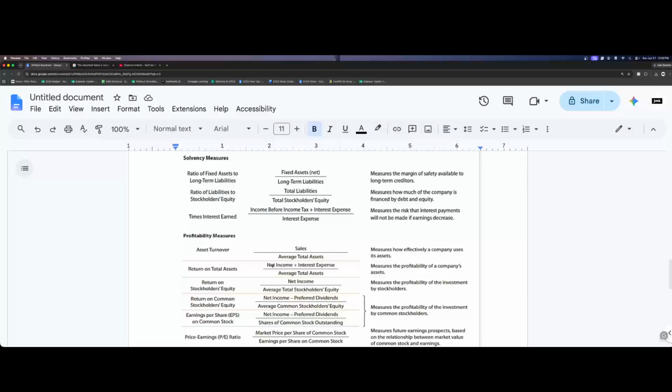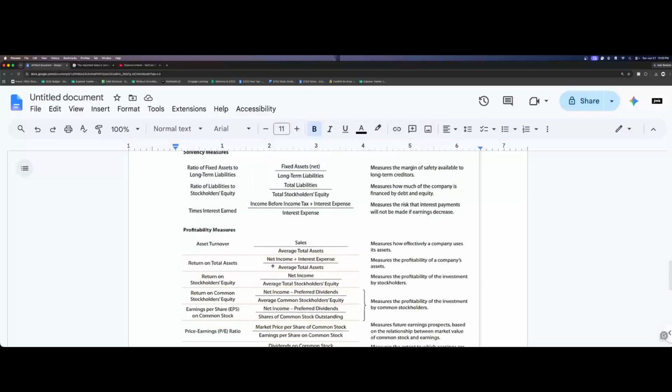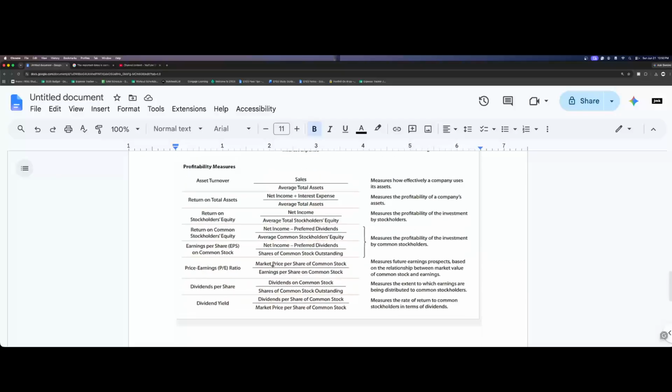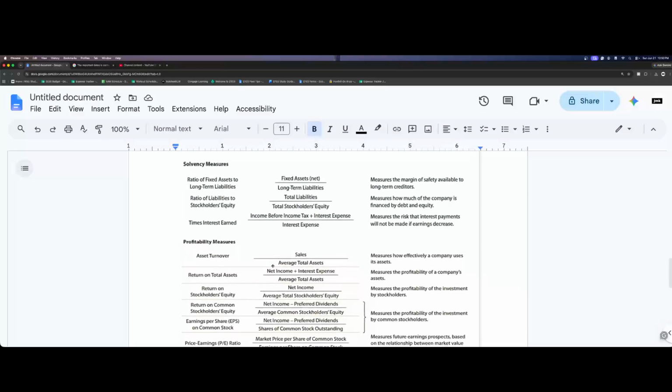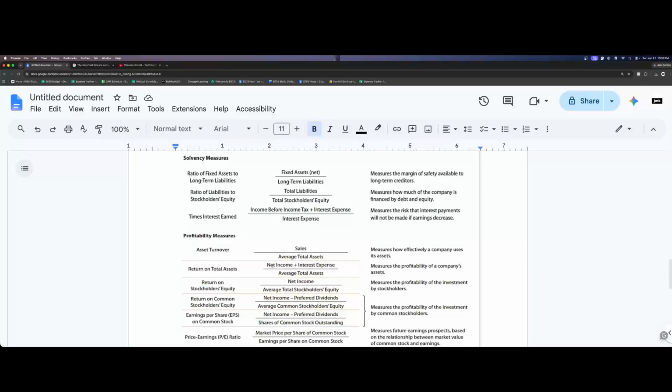The problem is that the solvency ratios and the profitability ratios are a little more complicated. You guys should spend a little more time, when you have some time, to memorize the solvency ratios.